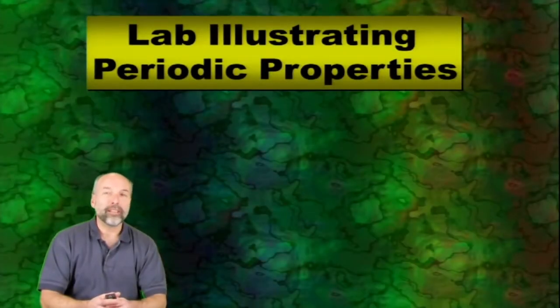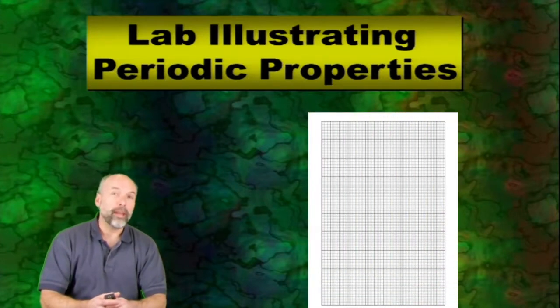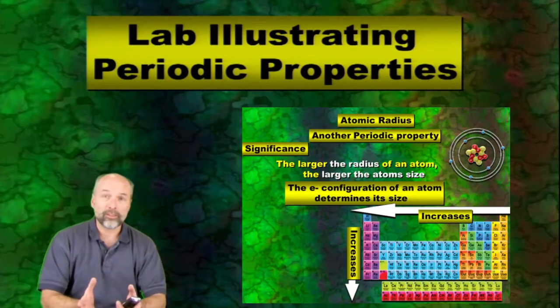We're going to do something a little bit different today as far as chemistry goes. We're going to be doing some graphing. And graphing is an amazing technique that can be used to interpret data. We're going to be looking at a periodic property that we haven't spent a lot of time looking at so far, the atomic radius. In fact, this is called the atomic volume.